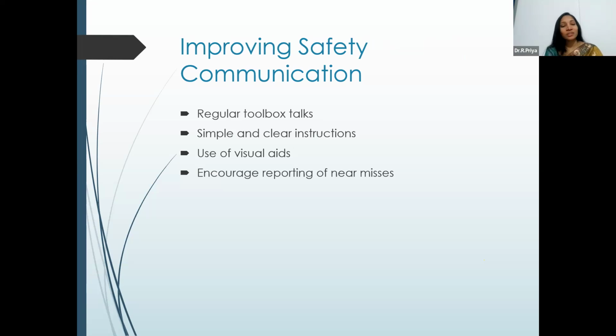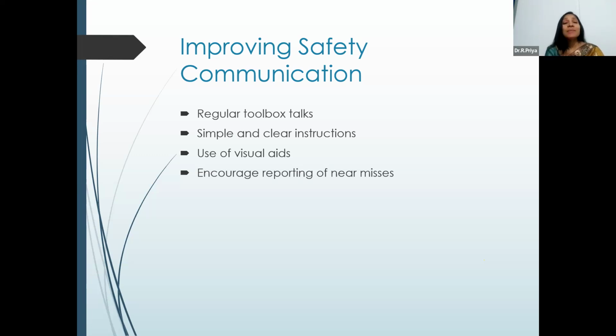Then improving safety communications: regular toolbox talks. Yes, the toolbox talks are short, focused safety discussions, conducted before starting work, so they help refresh the safety knowledge and address the task-specific hazards. Regular toolbox talks keep safety at the forefront of daily activities. Example, before starting work at height or on a ceiling, the engineers conduct a toolbox talk on fall hazards, proper use of harness and safe access methods. Everything we want to be clearly communicated before starting the work.